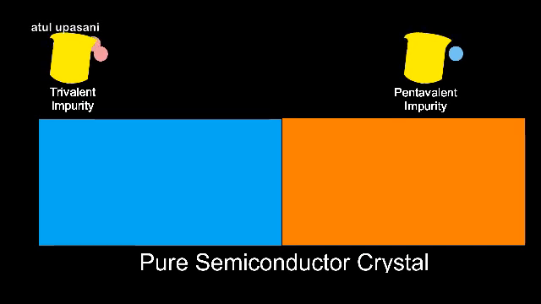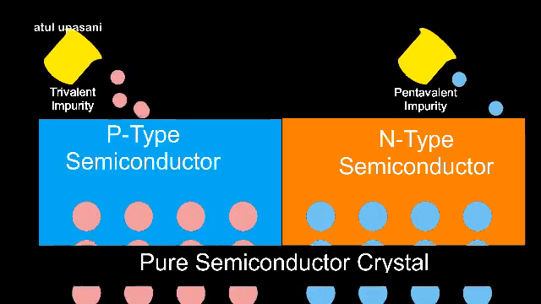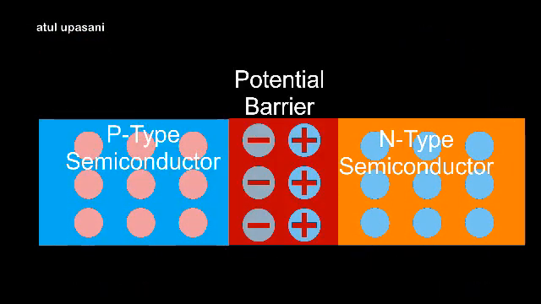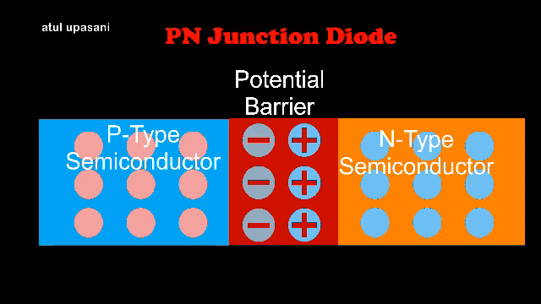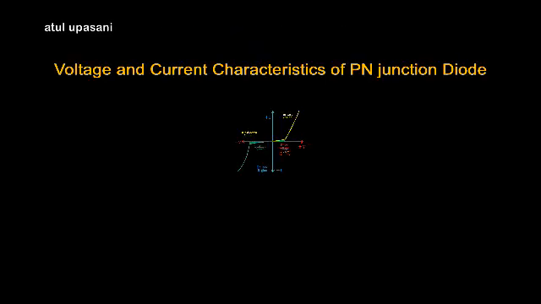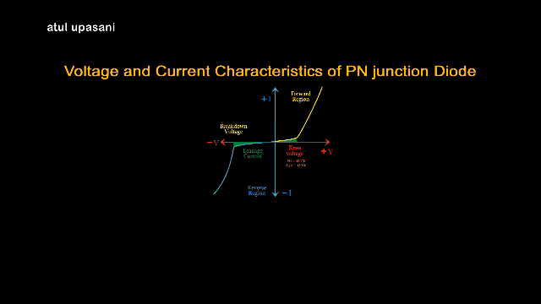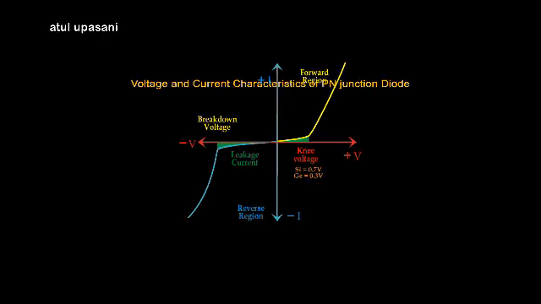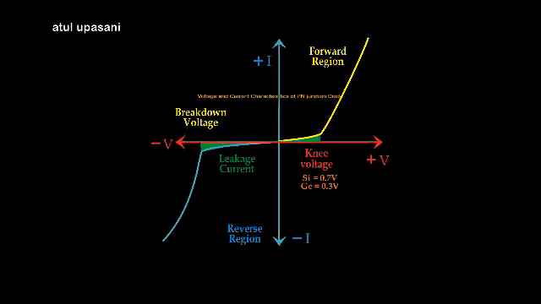So in the last period, we have discussed the formation of p-type semiconductor and formation of n-type semiconductor. Then we have also seen the construction of p-n junction diode. Now in this topic, we are going to explain what the VI characteristics of p-n junction diode are.